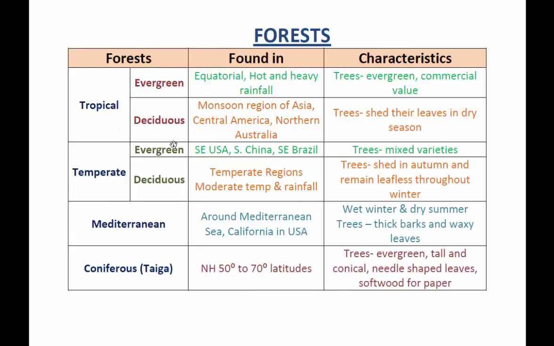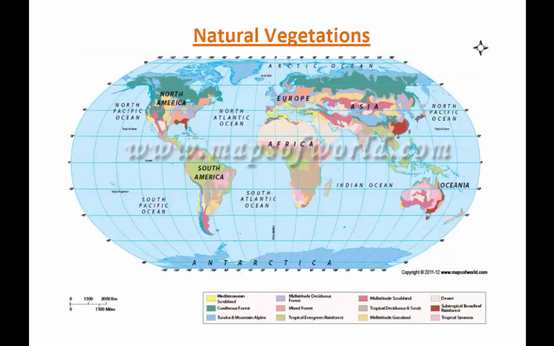And next one is deciduous. Deciduous forests are found in the Central America, in the monsoon regions of Asia, and in northern Australia. So let us find out together in the map. Tropical deciduous forests are found in the portions which have been shaded in this gray color. So the dark gray, we can say, some of this portion here and here. Even in India you can see so many places, monsoon regions, even in Australia.